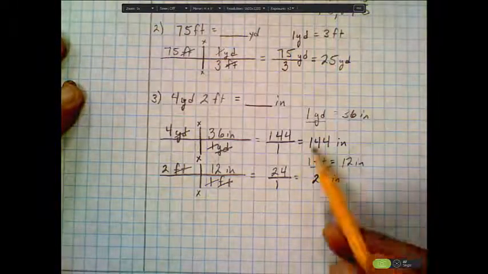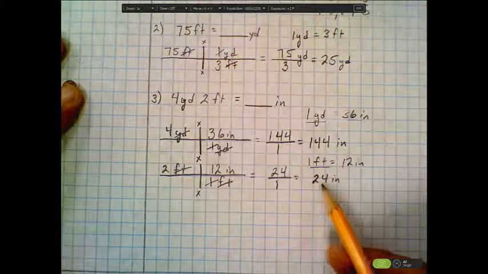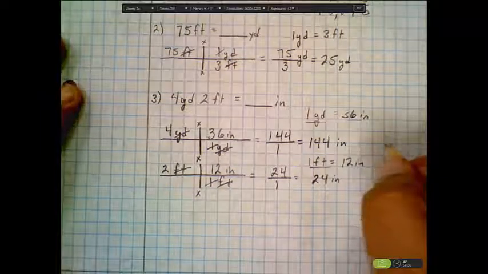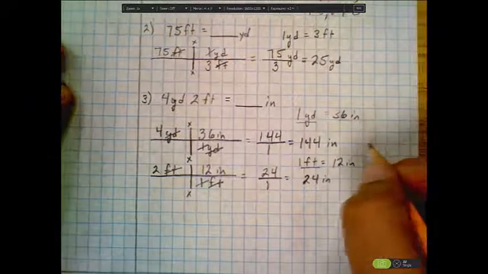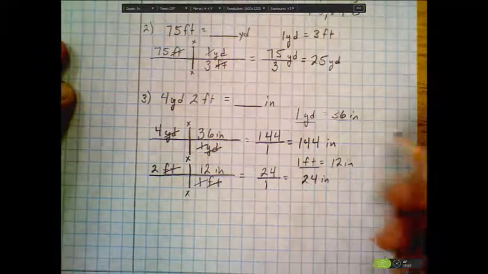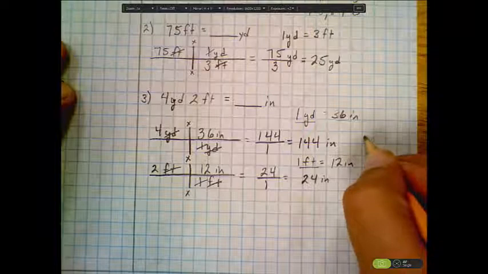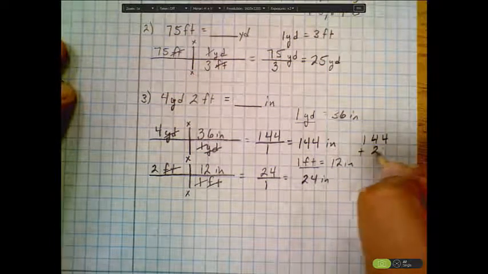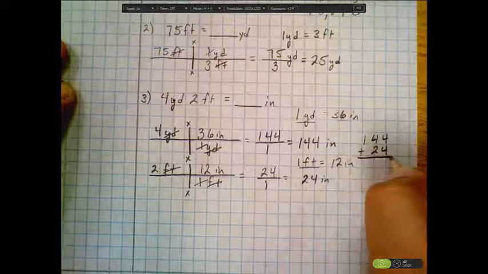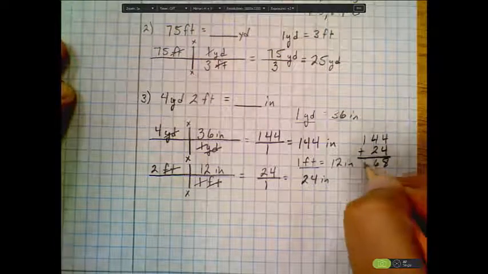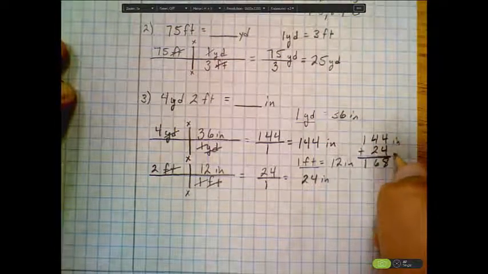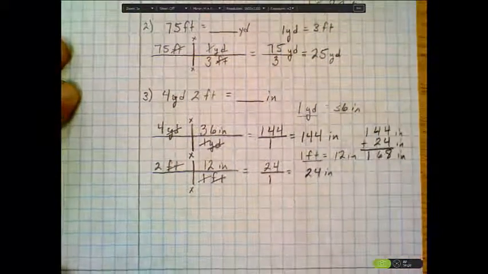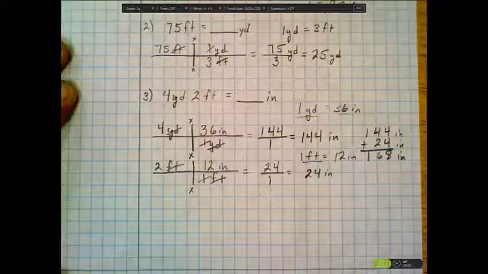So now we're going to take the 144 inches plus the 24 inches, and we're going to add those together. And so our final answer is 168 inches.